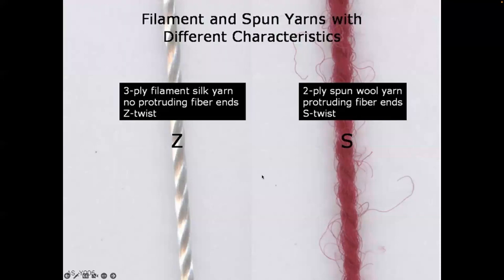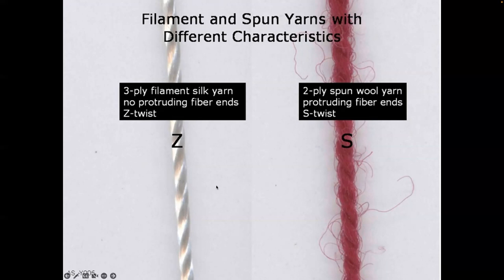Now, the main difference between a filament and a spun yarn is the protruding ends on the yarn. You can see those short, tiny little fibers sticking out of the yarn on a spun yarn. This is a wool yarn. But on a filament, because it is already a continuous long filament, you don't see any of those short fibers sticking out. They're much smoother, and they usually also have some luster because they're usually made out of synthetic fibers or man-made fibers.